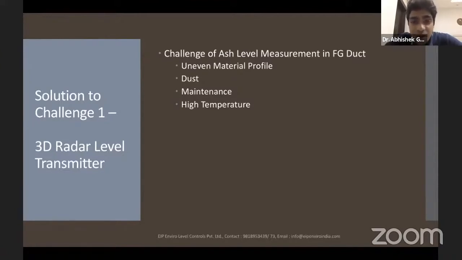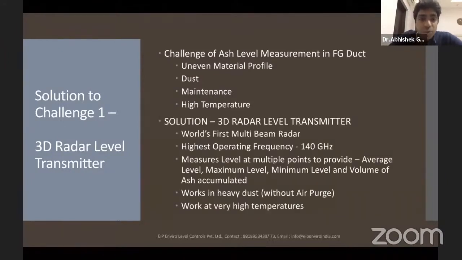What happens when ash accumulates in an FG duct? Why is it very critical? The ash always accumulates in an uneven profile. There will be a lot of dust, maintenance issues and very high temperature, to the tune of 350 degrees Celsius. The solution we offer is a 3D radar level transmitter. There are 4 critical points in the FG duct from the boiler to the ESP where the ash accumulates the most.